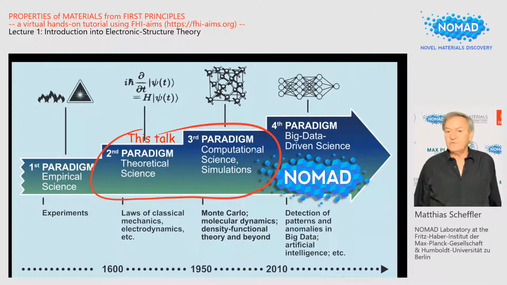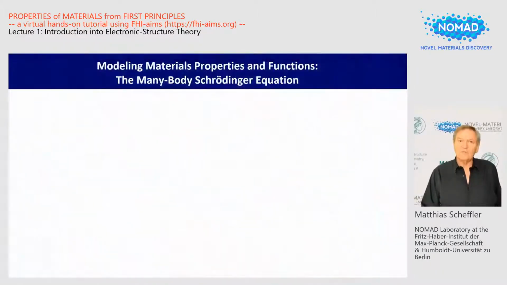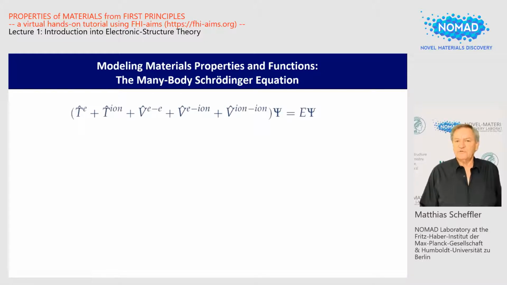So let me start with some very basic remarks, but then we will advance. Modeling materials, properties and functions means, if you want to do it reliably, solving the many-body Schrödinger equation. This is written down here. The Hamiltonian has the components: the electron kinetic energy, the kinetic energy of the ions or nuclei, the interaction between electrons, the interaction between electrons and ions or nuclei, and the ion-ion or nuclear-nuclear interaction.